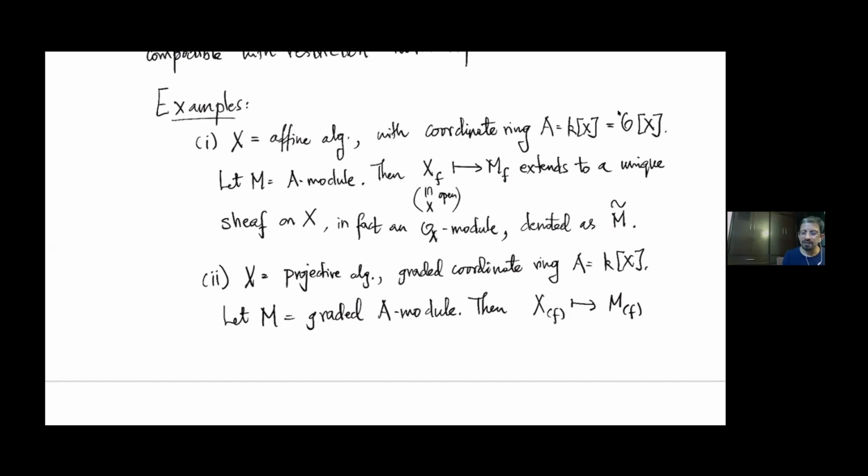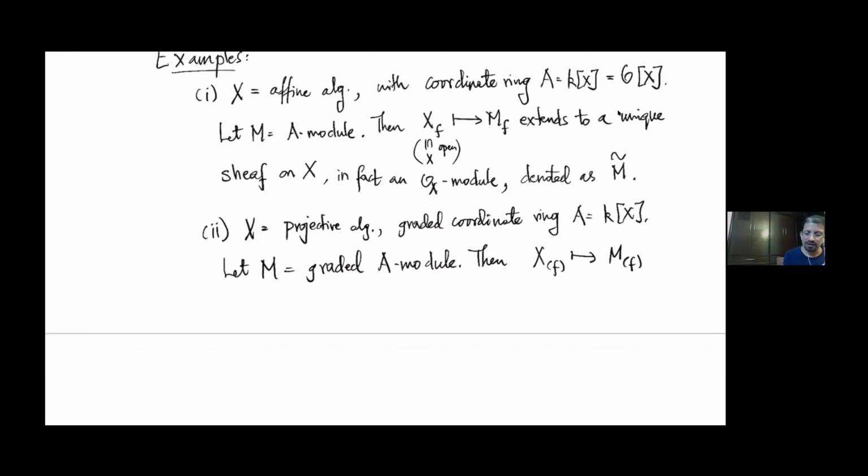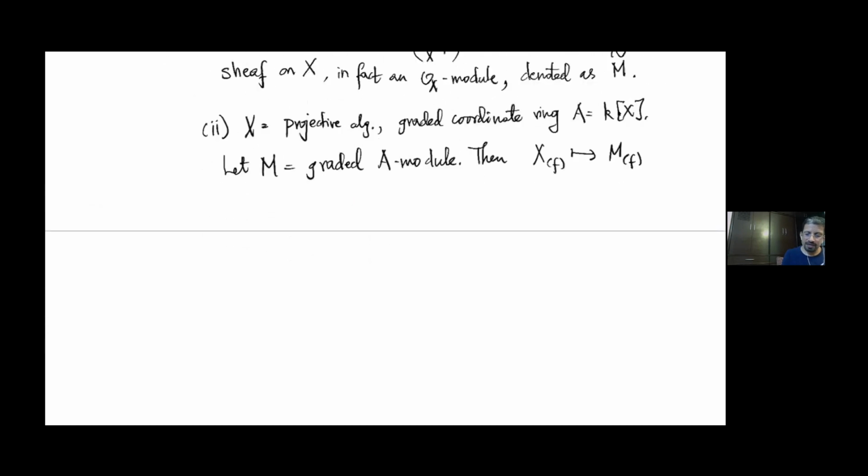So these are my basic examples of what are called quasi-coherent modules, or sheaves of quasi-coherent O_X modules. I'll talk about them more next time. And similarly, one can, okay, I think it's ending here.